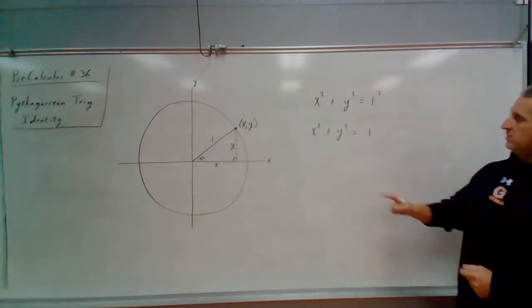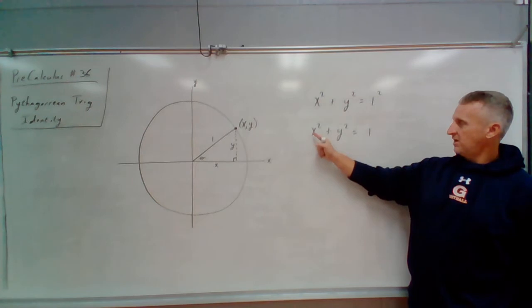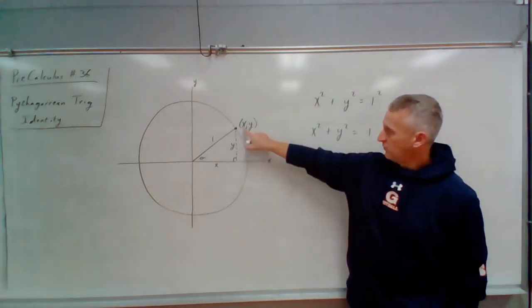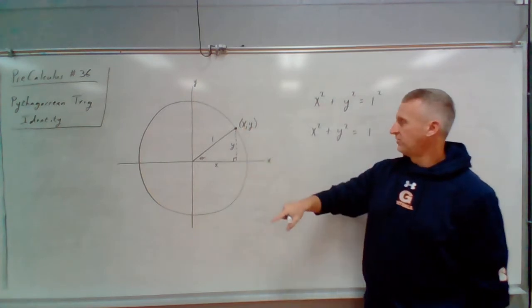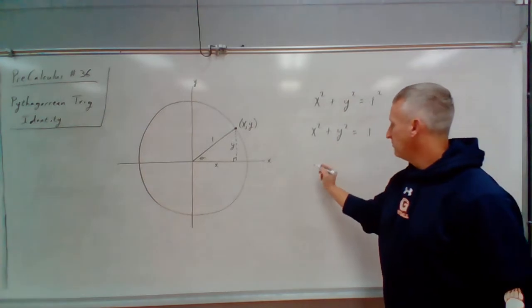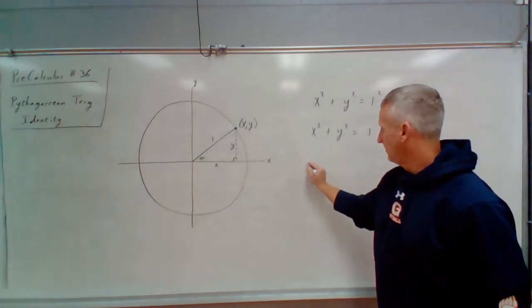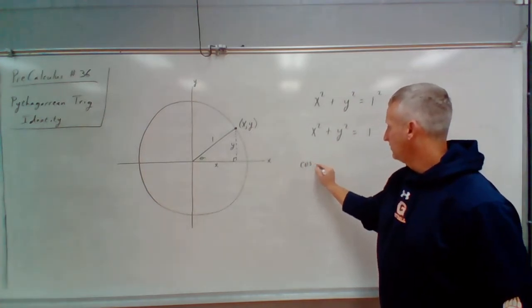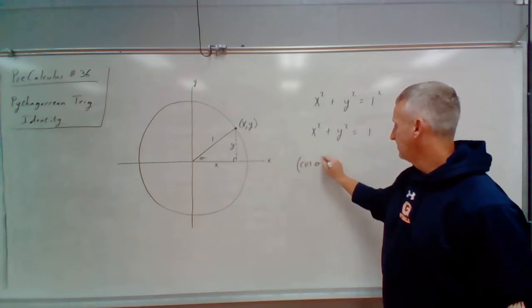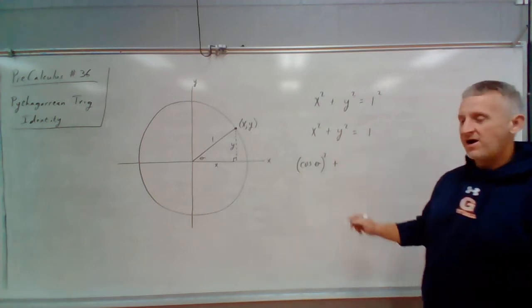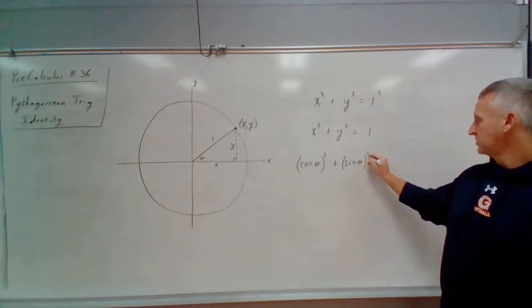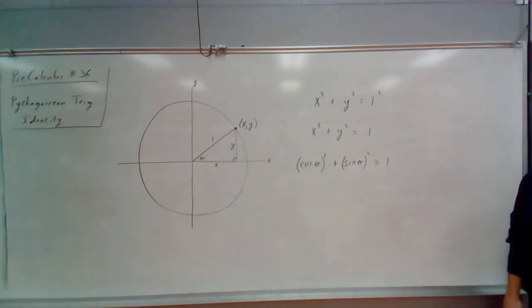All right, remember our definition of sine and cosine. So cosine was the x value of this point, and sine was the y value of this point. Therefore, we could say that cosine of theta squared, and then y is sine. Sine of theta squared equals 1.